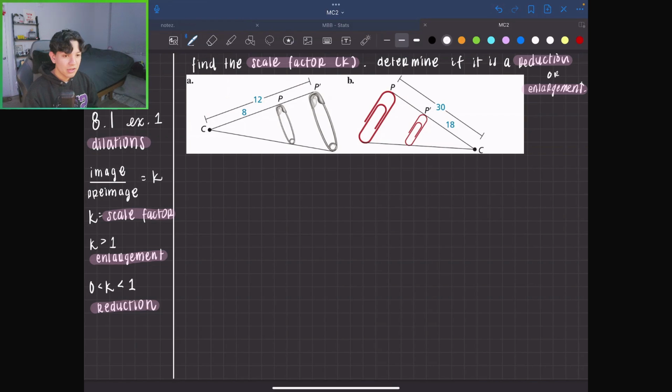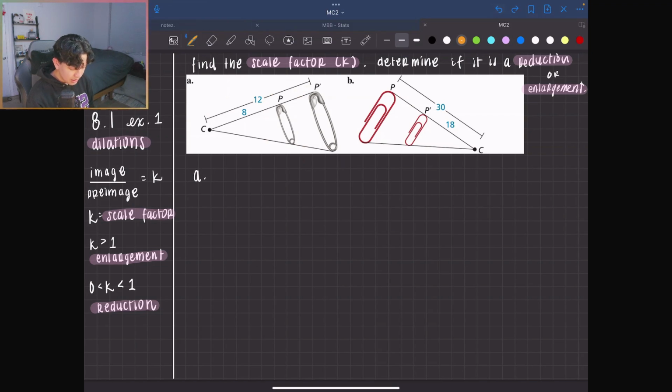To start off, we're going to talk about how we find a scale factor, also known as K. So we need two things. We need to know the length of an image that has been transformed and the pre-image, the original state. So let's start off with A here. In A, we're going to find the scale factor from this paperclip. What are we multiplying this paperclip by to get this larger paperclip over here?